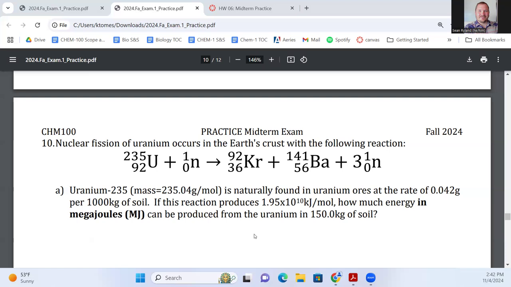And this one's a little bit tricky because it's not the same mass that's on the periodic table, right? Because the atomic mass on the table is mostly uranium-238, because that's the form that's more commonly found in nature. So this is uranium-235, which has a higher energy density, which is why it gets used for nuclear reactors. So you have to use the mass that's in the problem for this one, but it is given to you. So that gets us the moles of uranium.